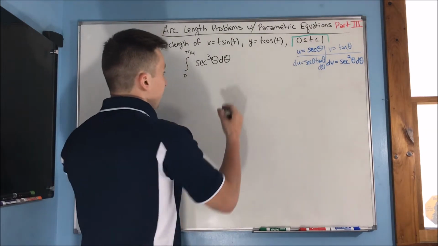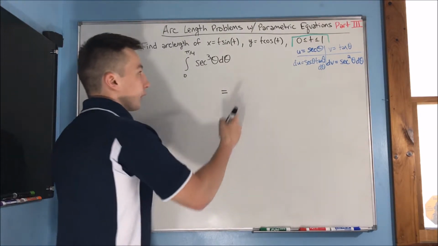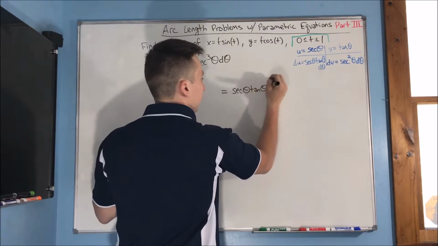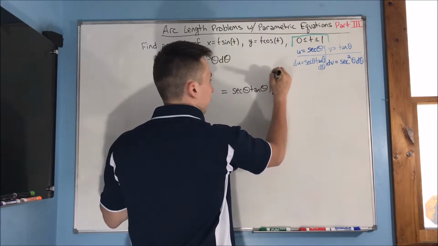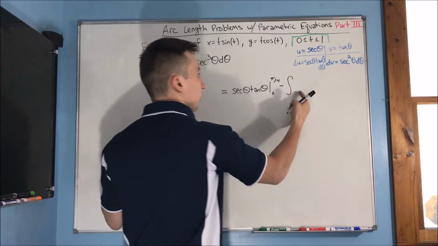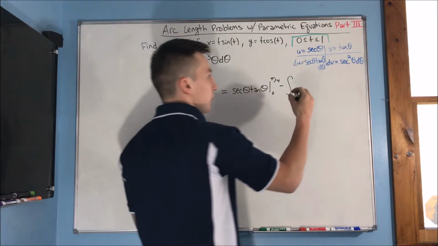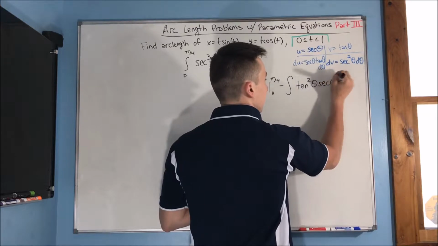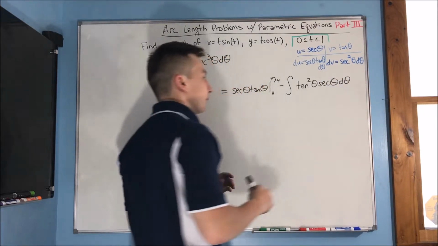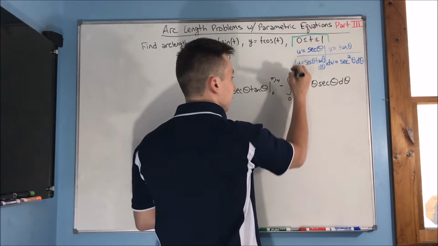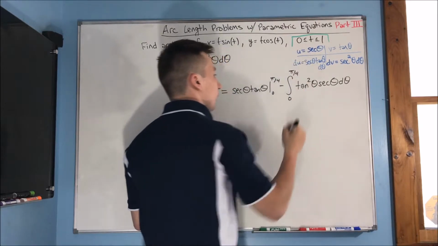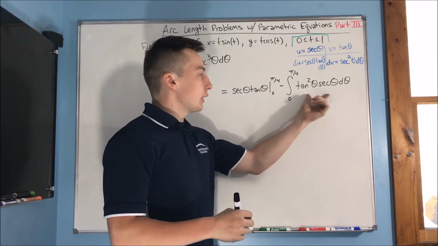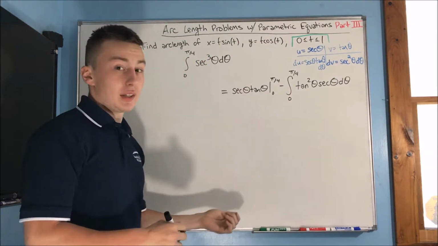We get that this is equal to secant theta tangent theta evaluated from 0 to pi over 4 minus the integral of v du. Okay, v du is tangent squared theta secant theta d theta. And of course that's the integral from 0 to pi over 4. Now, what good does this do us? I have no idea how to integrate something like this.